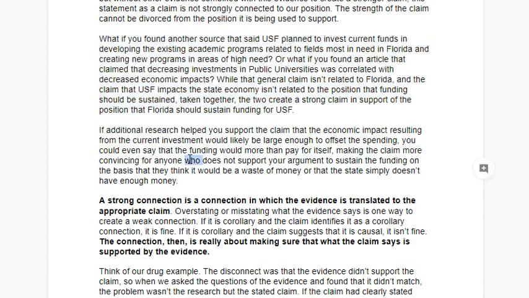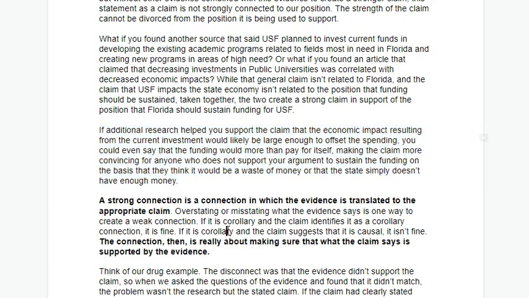If additional research helped you support the claim that the economic impact resulting from the current investment would likely be large enough to offset the spending, you could even say that the funding would more than pay for itself, making the claim more convincing for anyone who does not support your argument to sustain the funding on the basis that they think it would be a waste of money or that the state simply doesn't have enough money.